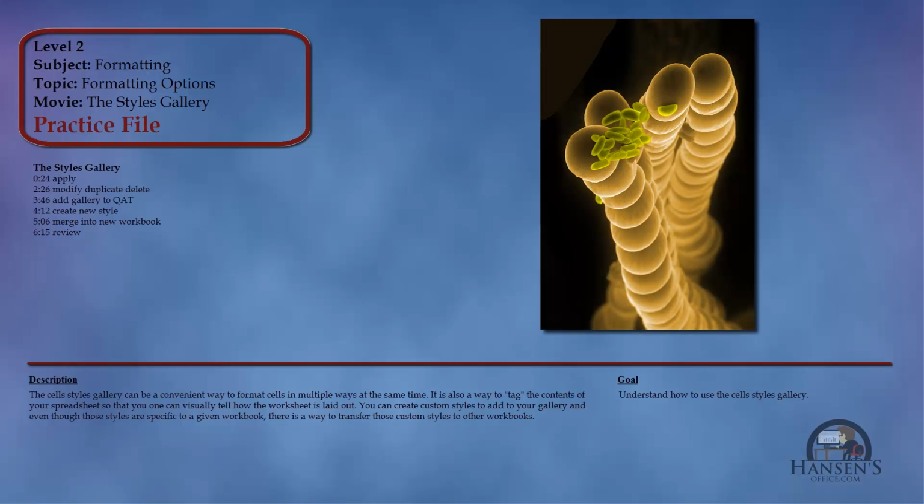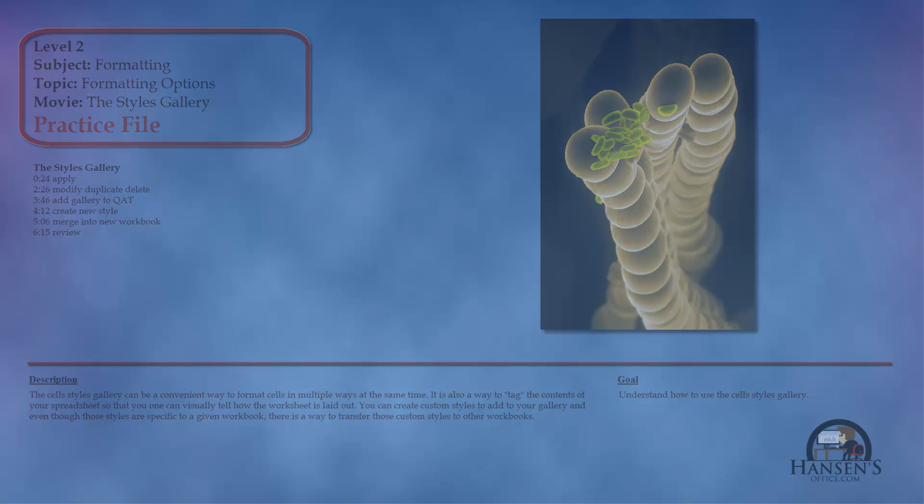In this movie, we're going to talk about the styles gallery. We're going to apply some cell styles. We're going to modify, duplicate, and delete some cell styles. We're going to add the styles gallery to the quick access toolbar. We're going to create a new style, and then we're going to merge that new style into another workbook.